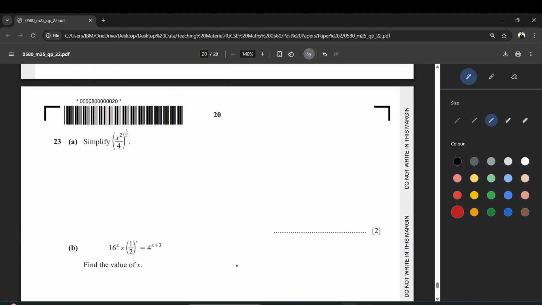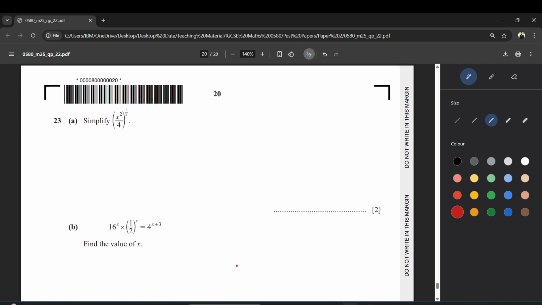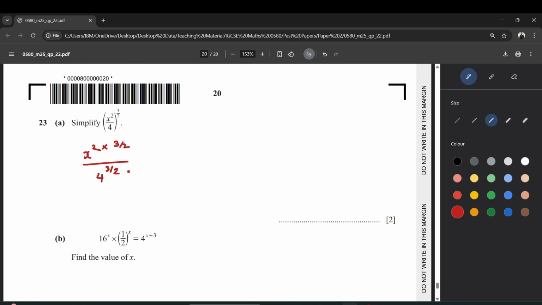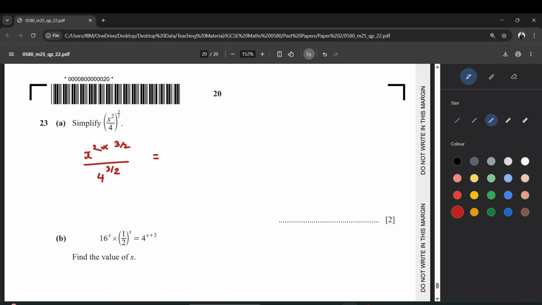So finally, the last question is question number 23. It says simplify this expression. So let's take a look. We have x squared over 4 to the power of 3 upon 2. When we have a power outside the bracket and a power inside the bracket, those powers multiply. So x to the power 2 times 3 upon 2, divided by 4 to the power 3 upon 2. This 2 and this 2 will cancel out, so that will give us x cubed divided by.